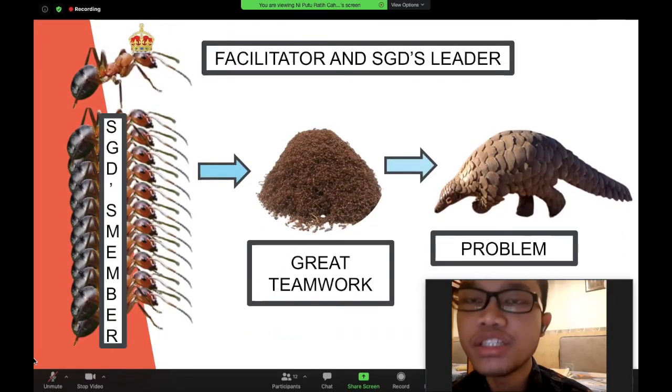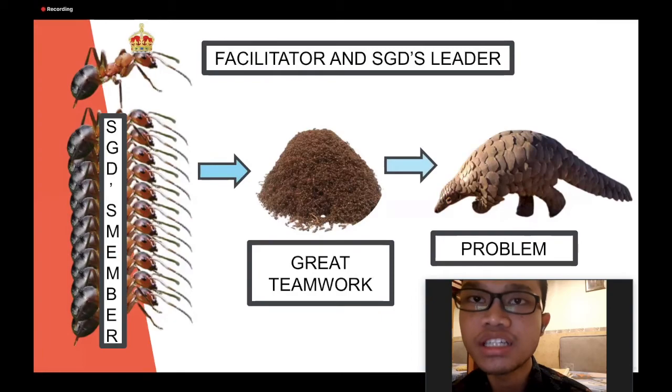If you relate the video to the small group discussion, the queen ant symbolizes the facilitator. The nine worker ants represent the group members. A cloud of ants illustrates great teamwork, and the armadillo is the problem. In summary, by collaborating these components, a small group discussion could form a great system to solve any problem. That's all from me. Thank you.